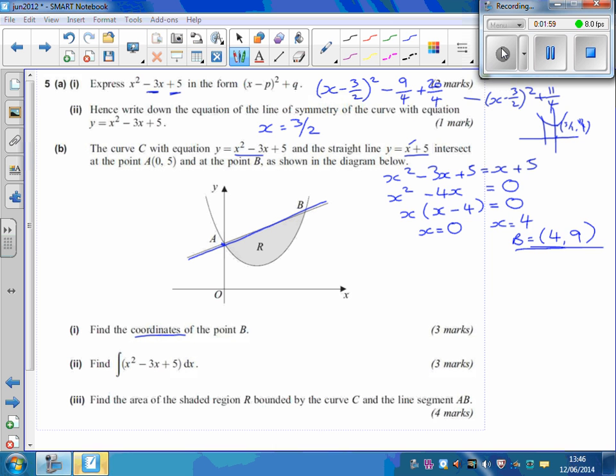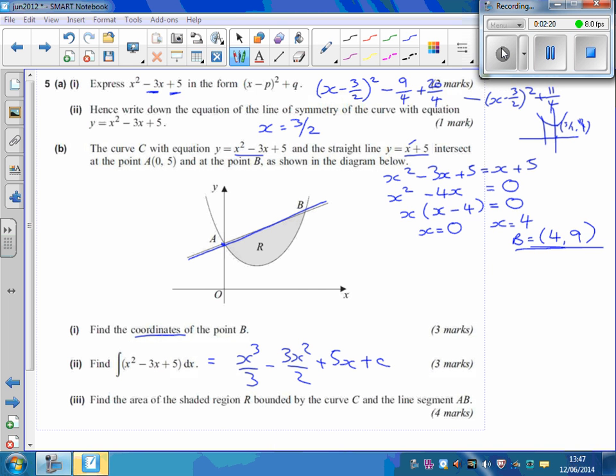Integral, we did differentiating in the last question. So integrating, the power goes up by 1, and we divide by the new power. The power goes up by 1, and we don't forget to put a plus c on the end.